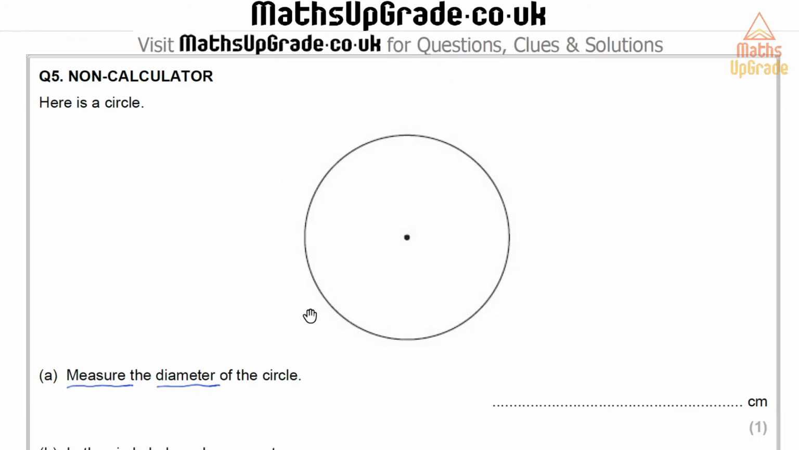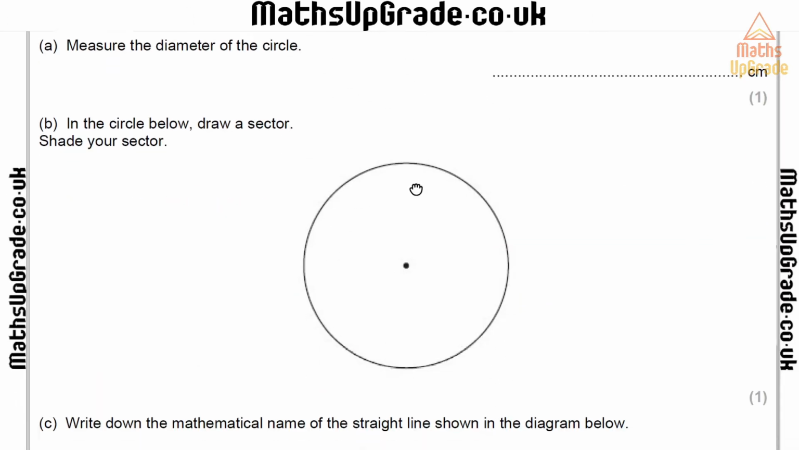Okay, question 5, you're given a circle, and in part A, you have to measure the diameter of the circle. So remember, the diameter is a distance from one edge of the circle to the opposite edge of the circle, but straight through the middle. So make sure you use a ruler and measure really accurately from edge to edge straight through the middle. Depends on how it's printed for you, but if you print it in A4, okay, you'd get 5 centimeters for that diameter.